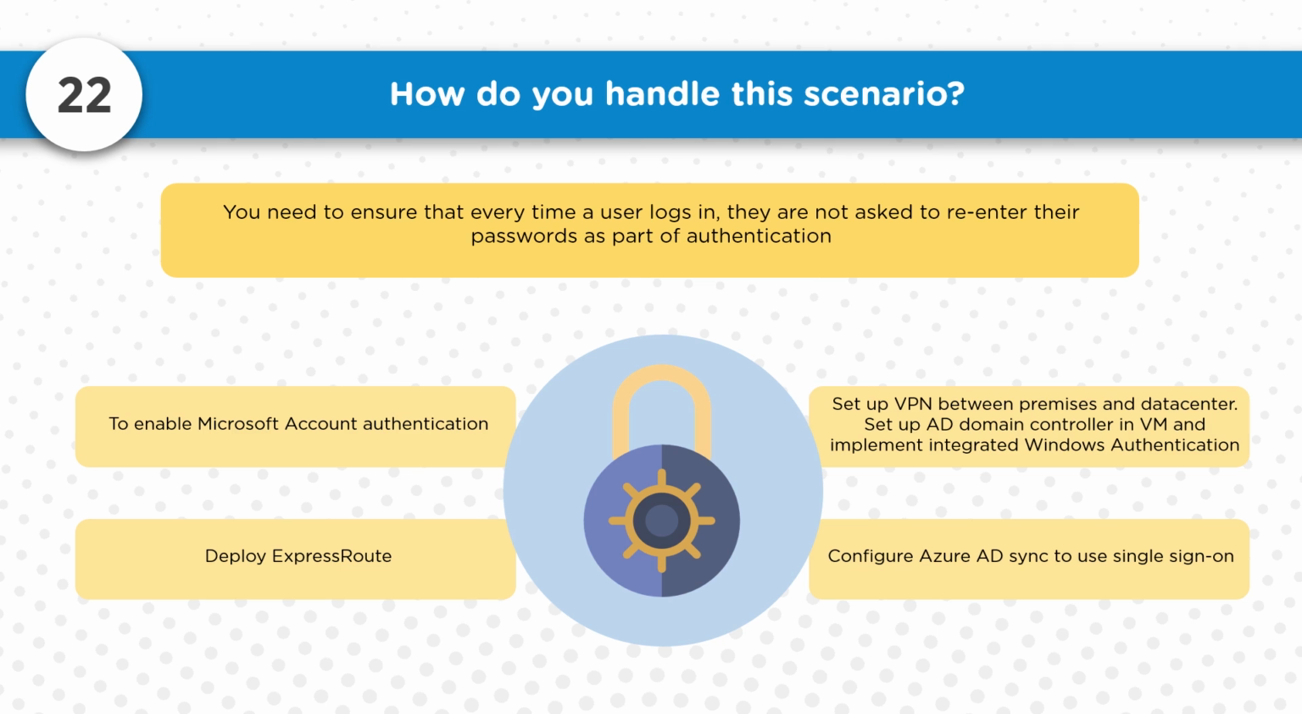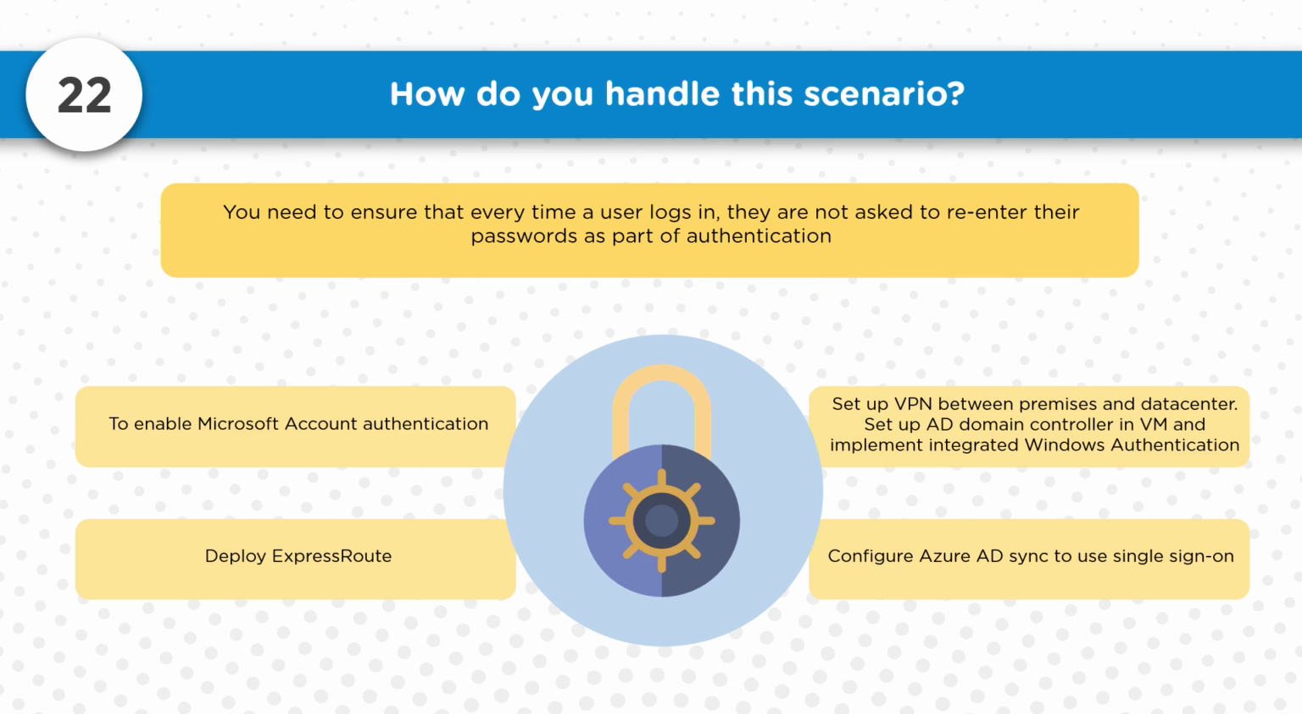Then we have: set up VPN between the on-premises data center and Azure, set up an AD domain controller in a VM, and implement integrated Windows authentication. Well, you can use the same username and password for on-premises and the cloud, but this setup, the VPN and the AD controller, is not going to stop you from being asked for repeated passwords. This is all about using the same password in on-premises and in the cloud, and it has got nothing to do with not prompting the user to re-enter the password. Using the same password is different from not prompting the user to re-enter it. They are two different scenarios, so that is also out of the equation.